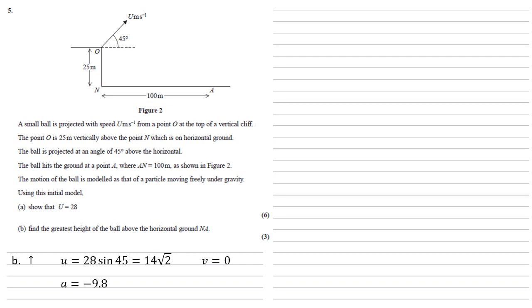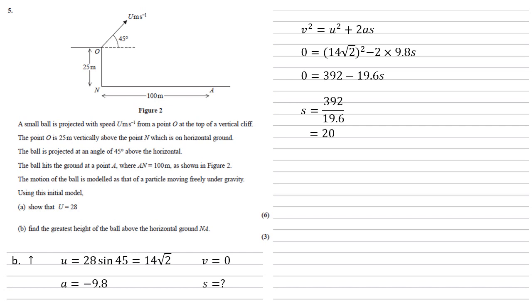Acceleration is minus 9.8, or force due to gravity. And we want to find our displacement, s. So we're going to use the formula v squared equals u squared plus 2as. Putting our values in, we have that 0 equals the square of 14 root 2 minus 2 times 9.8s. So 0 equals 392 minus 19.6s. s equals 392 over 19.6, which is 20.